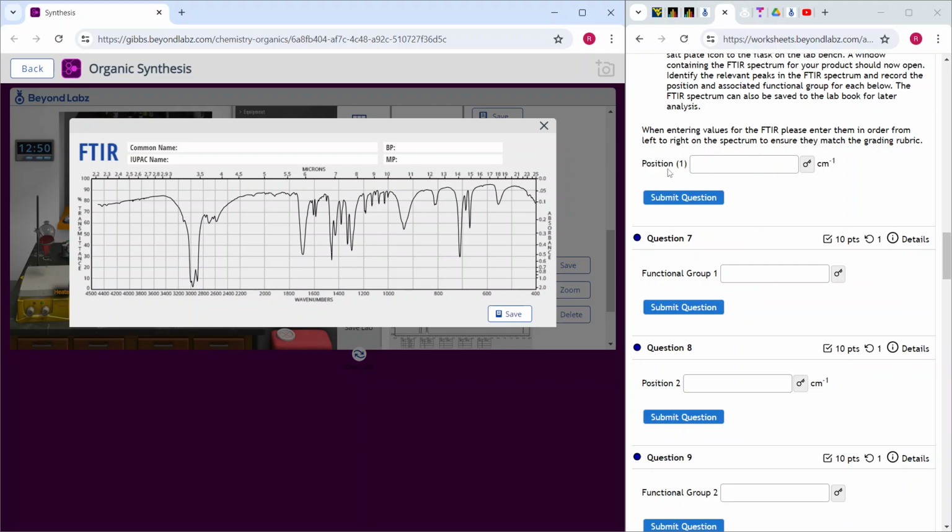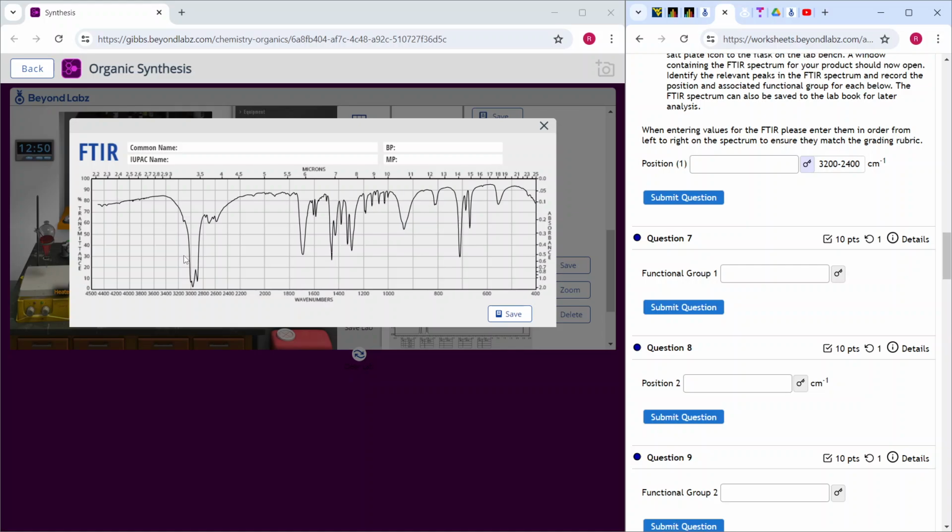So it's telling you position 1. It's not labeled, but they told you read it from left to right. So I'm going to start with the first peak, and that is going to be position number 1. In position number 1, I do have the answers over here. I'm just going to show you what they are looking for. You can either write a number or write a range. It doesn't matter in there.